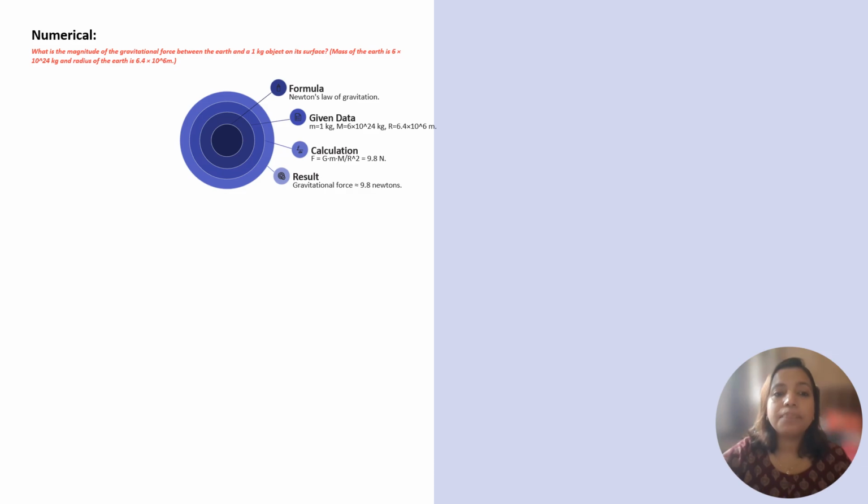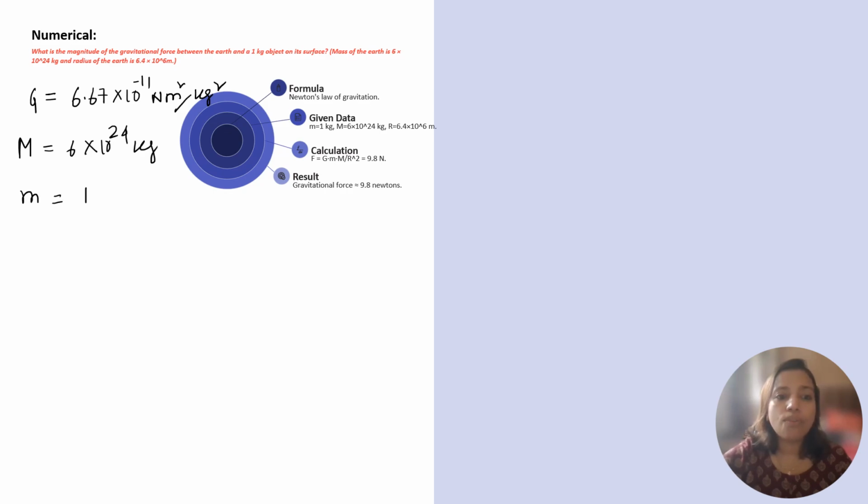Generally, whenever this type of question comes in your exam, first of all you must remember the numerical value of the gravitational constant, which is 6.67 into 10 to the power minus 11 Newton meter square per kg square. Here, capital M, the mass of the earth, is 6 into 10 to the power 24 kg. Small m is 1 kg only.